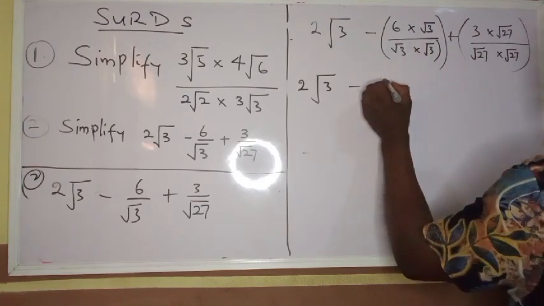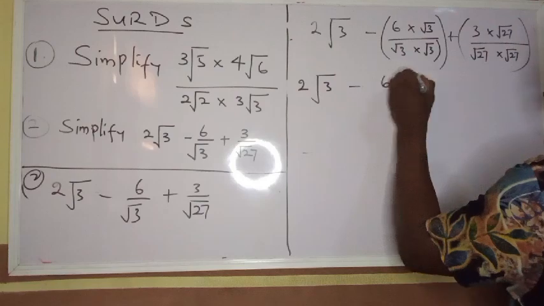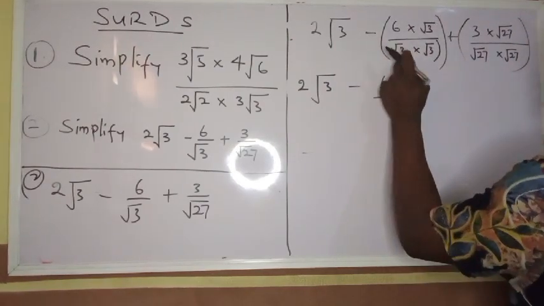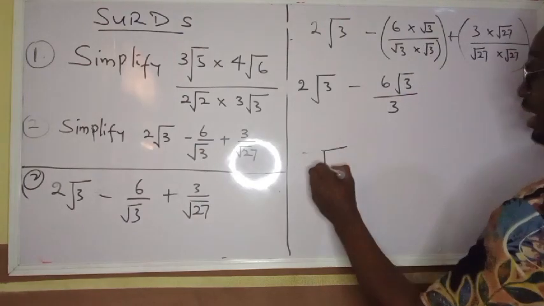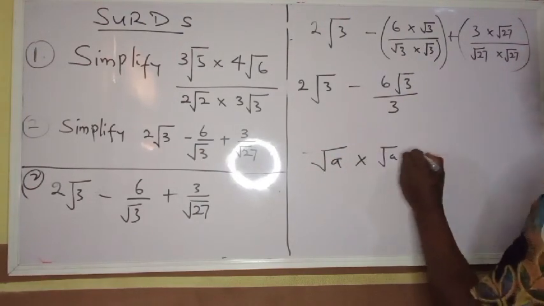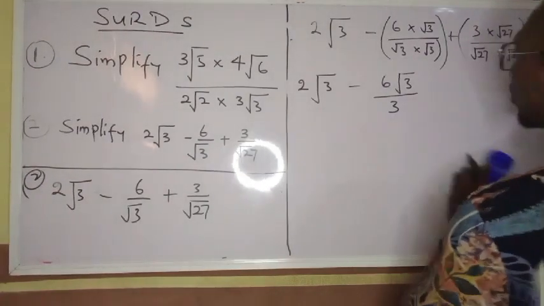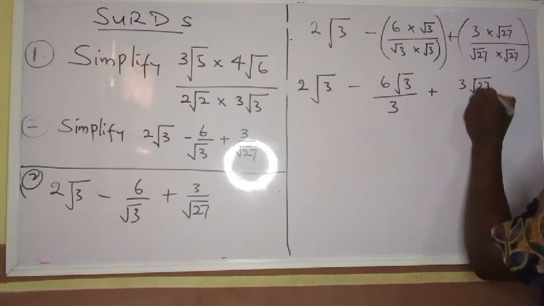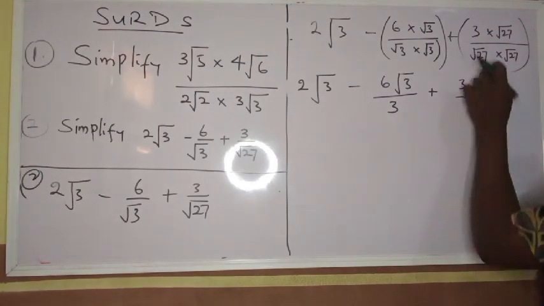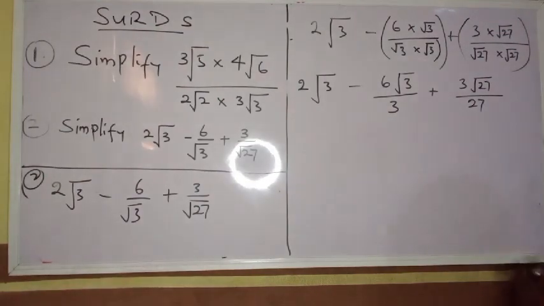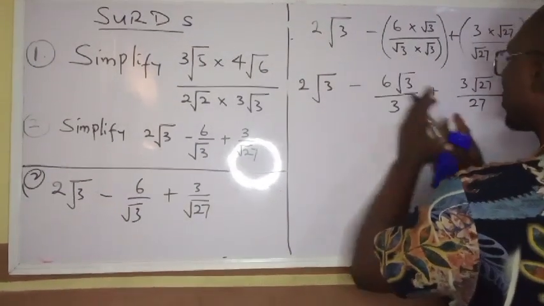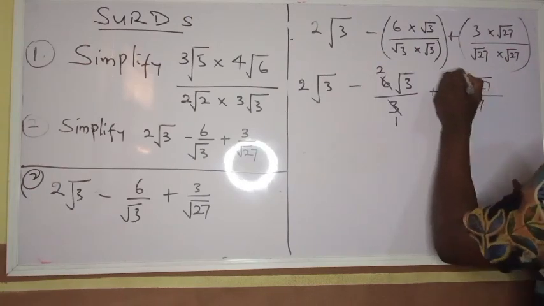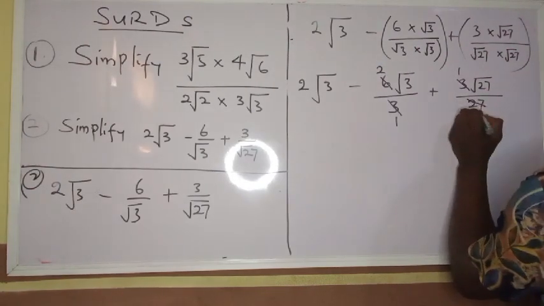Here, we will have 6 root 3 for the numerator. Then the denominator, root 3 times root 3 is the same thing as 3. Of course, we have said that root a times root a will give us a. All right. Now, the third term will also be 3 root 27 all over 27. Of course, root 27 times root 27 is 27. So, still on the second and the third term, 3 here 1, 3 here 2. 3 here 1, 3 here 9.